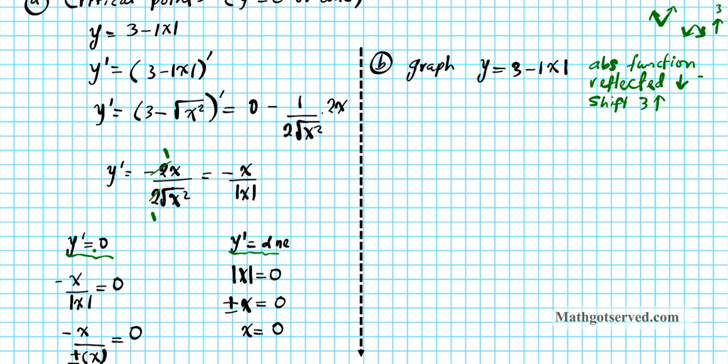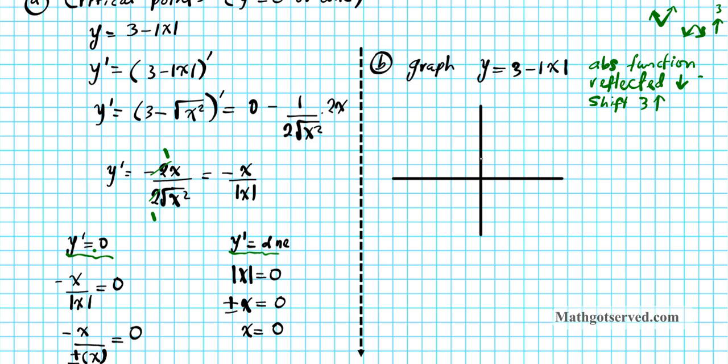So let's go ahead and graph it. It's symmetric with respect to the y-axis, so I can put the y-axis at the center. The derivative already tells us that to the left of 0, the slope is +1, and to the right of 0, the slope is -1. So let's go ahead and graph that.